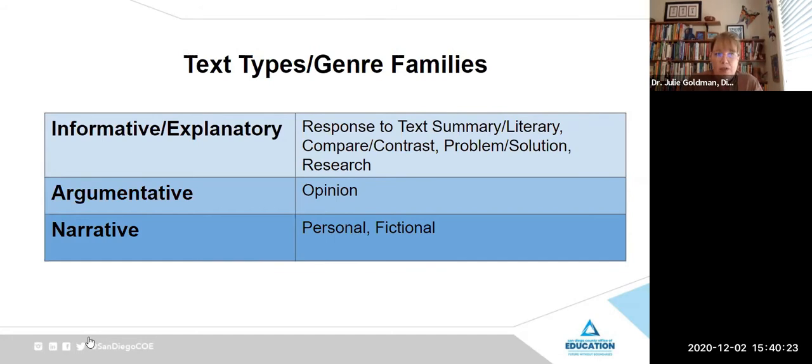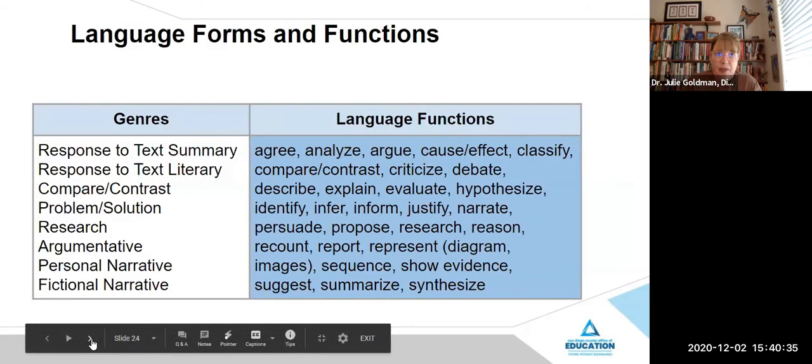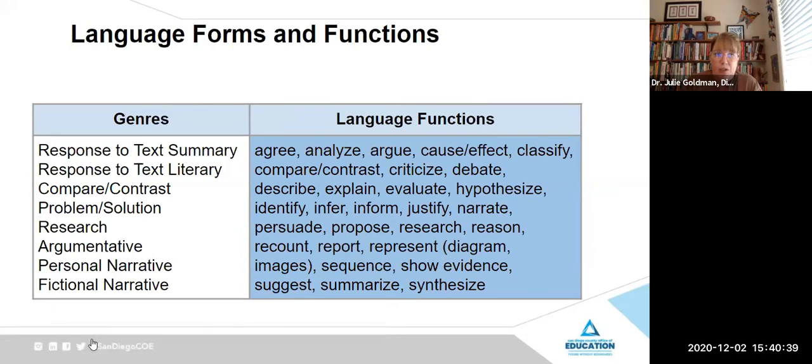All of this language is ultimately blended, but we want to teach it as a discrete skill and practice it so that we get familiar with the language, such as we'll see on the next slide here. And looking at those language functions. So when we focus on genres, we can learn the language around describing or persuading or proposing, reasoning, reporting, sequencing, and so forth.